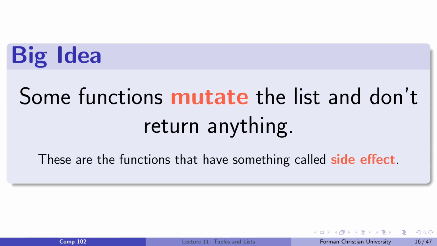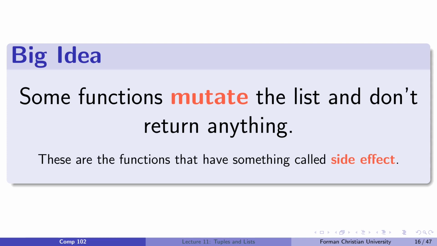This brings us to a very important concept. Some functions mutate the list and they don't return anything useful. So they basically return None. We call this a side effect. The function doesn't give you a new value. Instead, it changes something that already exists. Append is a side effect function. It changes the list in place and returns nothing.